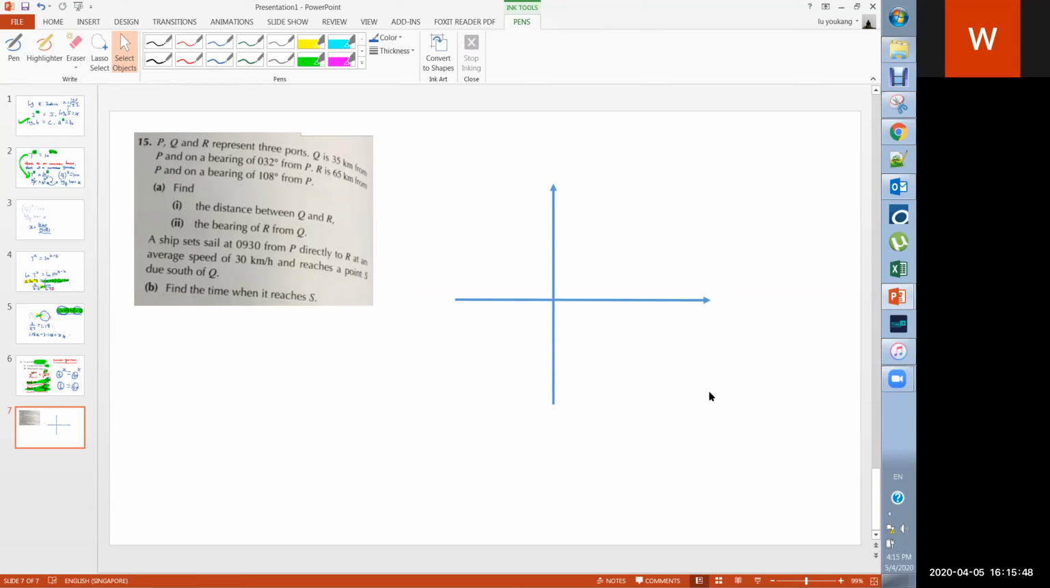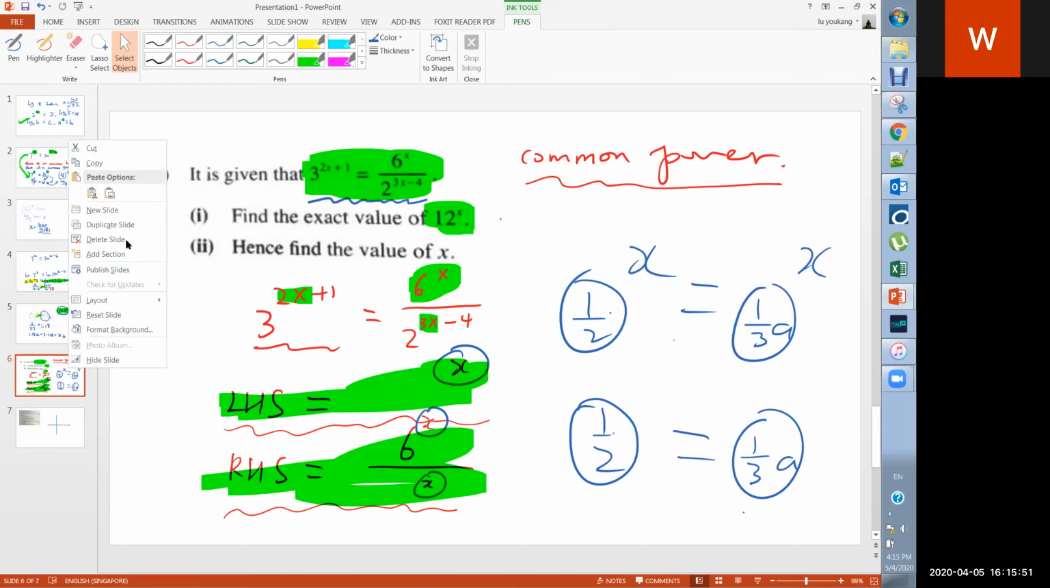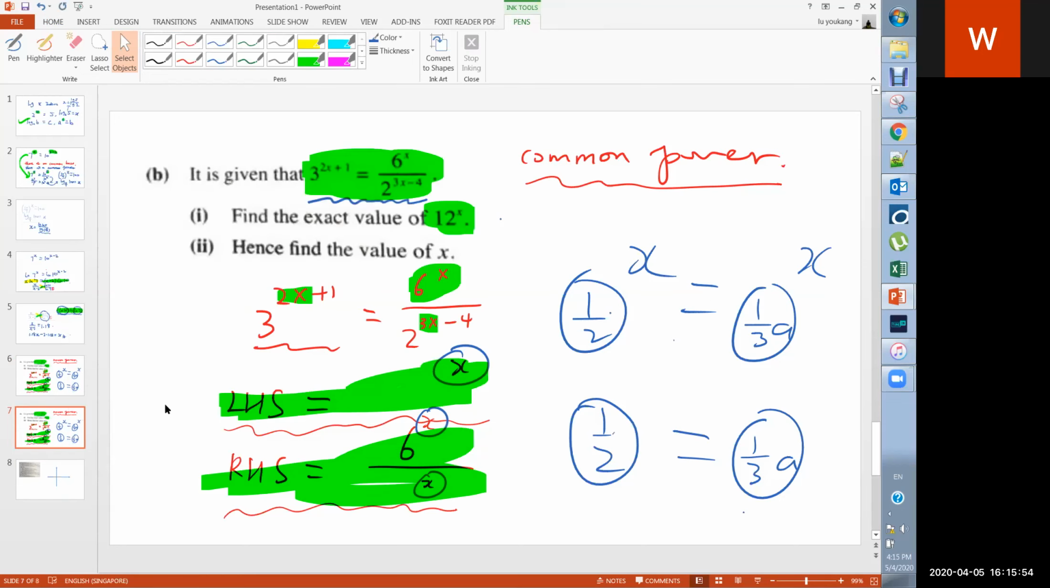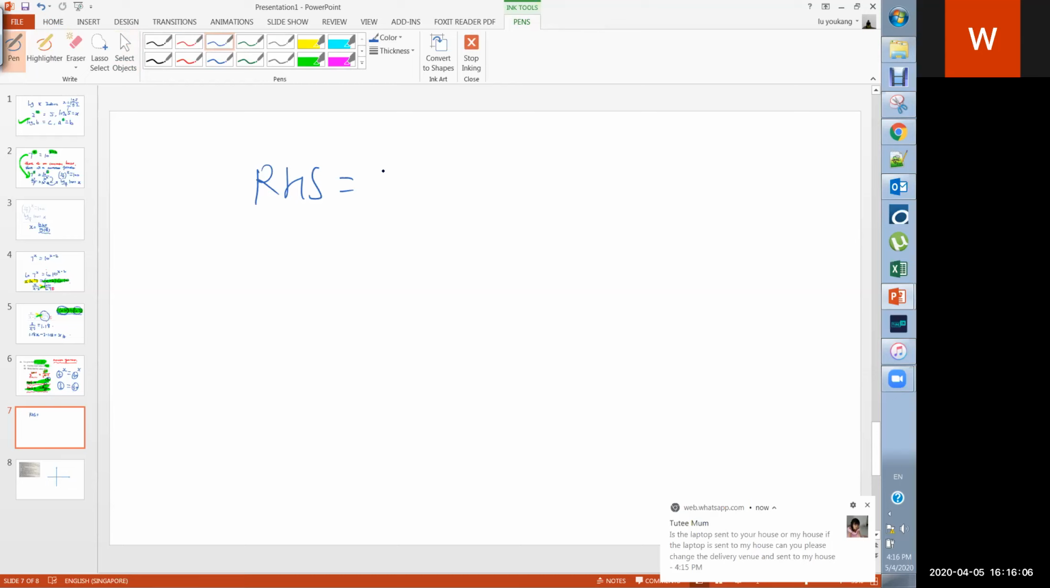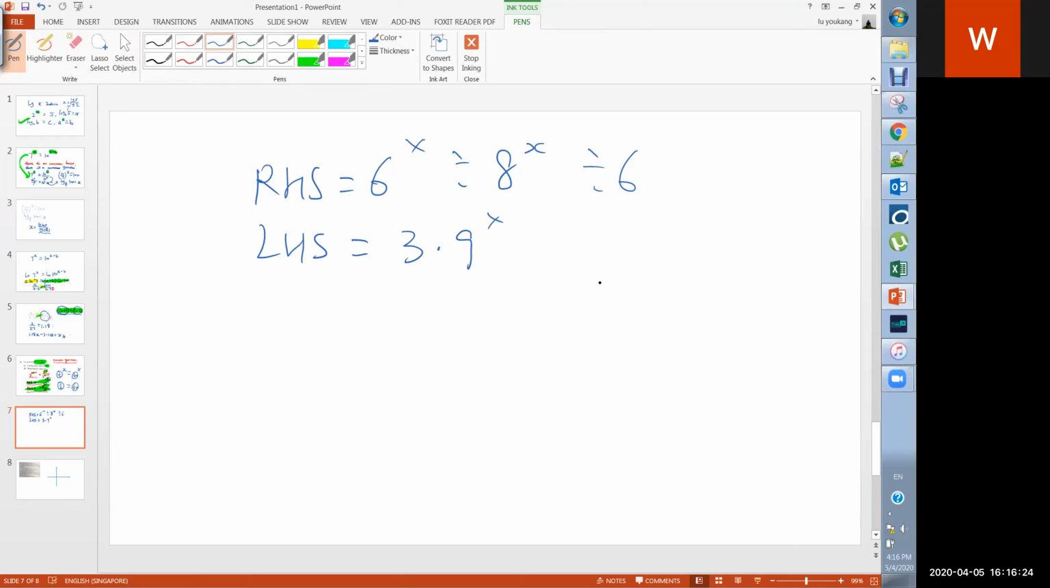Can I continue from your work? So this is 6 to the power x minus 1. So basically, your RHS is 6 to the power x divided by 6, 8 to the power x, is it? And then you divide by 6. And then your RHS is 3. I assume that your transformation is correct first. So let me continue from this.